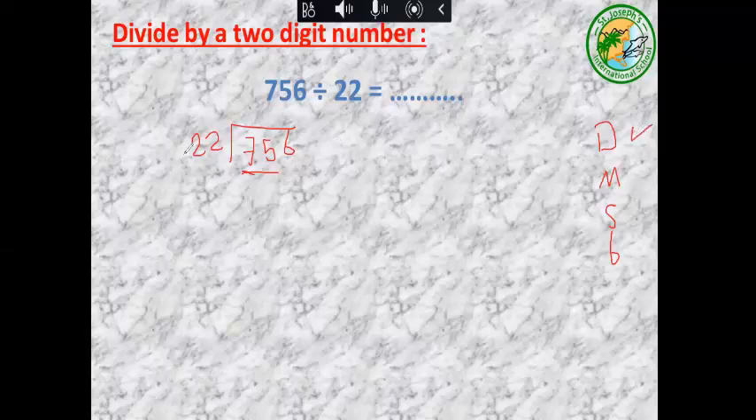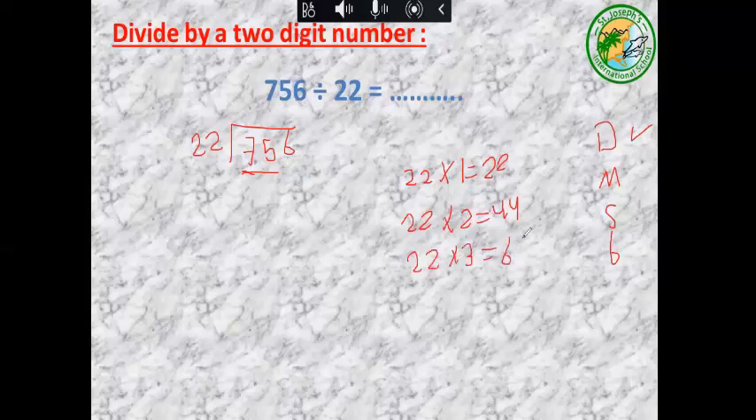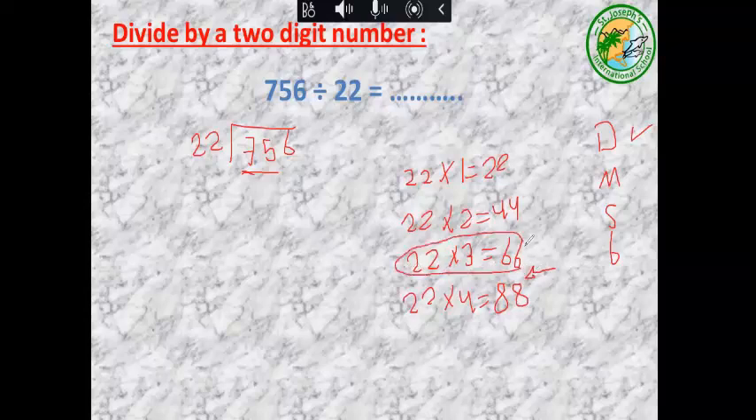Okay, the second step, multiply: 22 times what equals 75? I will make table 22. 22 times 1 equals 22. 22 times 2 equals 44. 22 times 3 equals 66. 22 times 4 equals 88. I don't have 75, but 75 is between 66 and 88, so I will choose the smaller number.